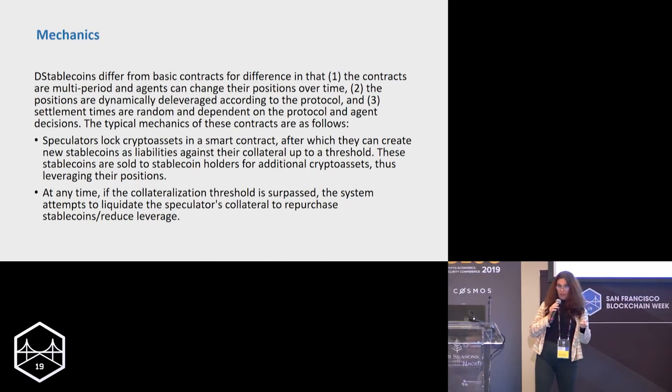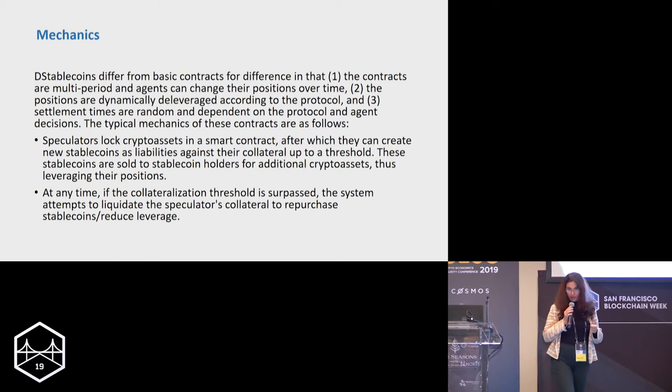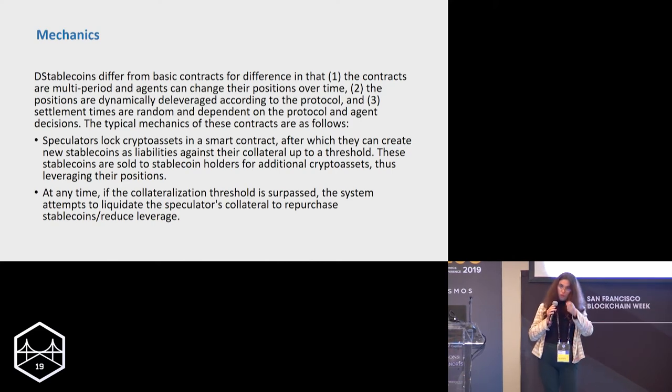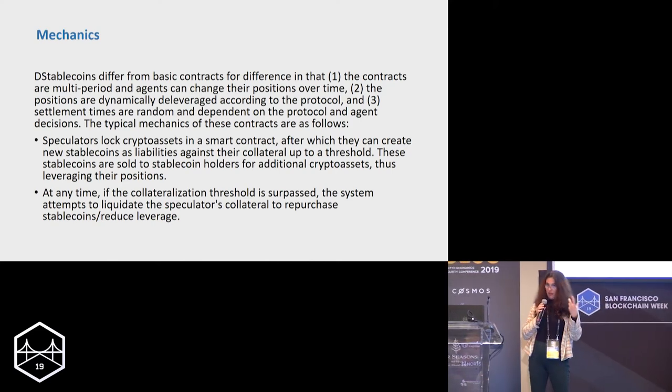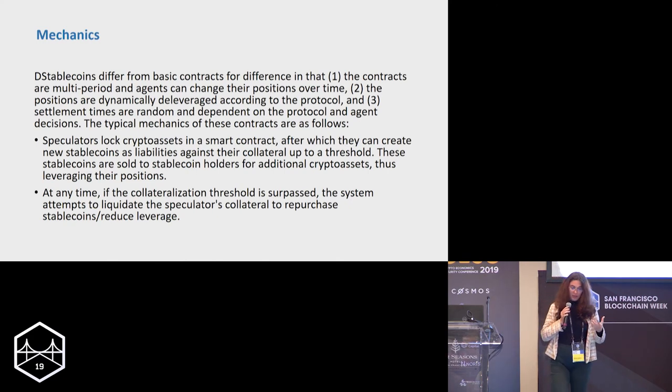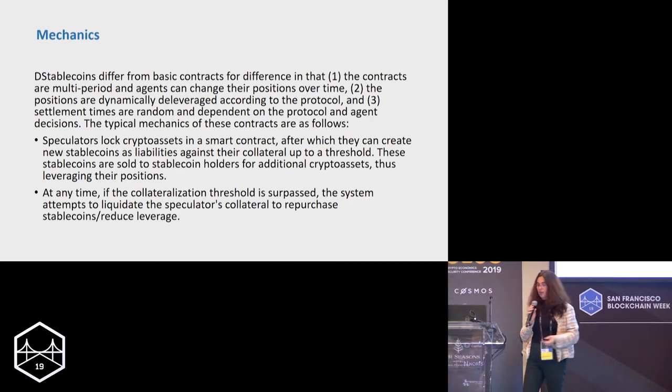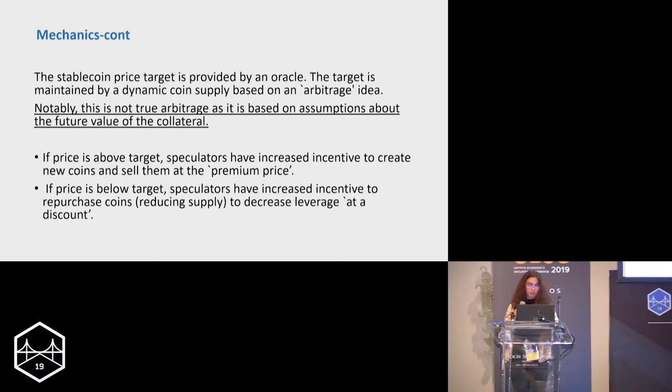Now, if at any time the collateralization threshold, or in some sense the leverage of the speculator, becomes too large, the system will dynamically reduce leverage. There's a variety of ways, and every stablecoin project has a way to do it, and some are good and some are bad. The point that I want to make is that the success of such a system really depends on the way this management of leverage is done and the impact on the underlying assets.